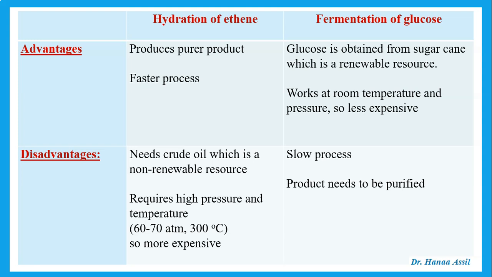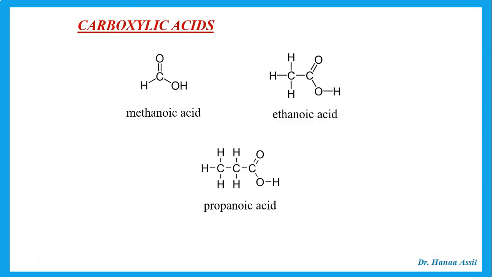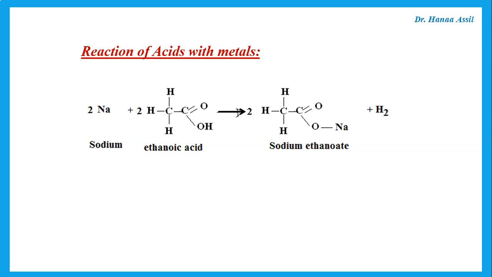ethanol and water. The yeast has to be filtered off, it's a solid. And I have a mixture of ethanol and water. Of course, to separate it, I need fractional distillation. Acids must have C double bond OH, so we have methanoic, ethanoic, propanoic, and so on.